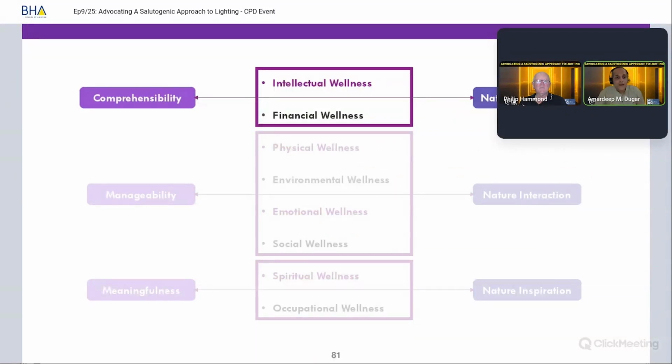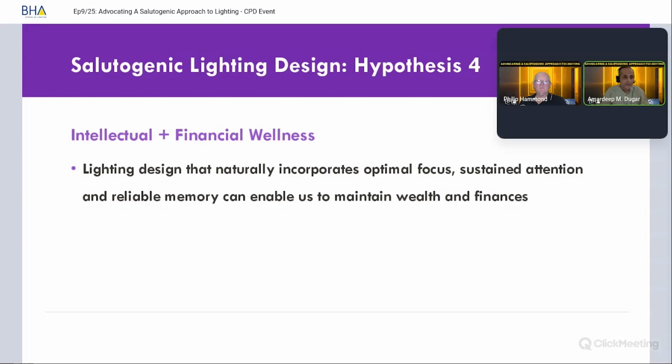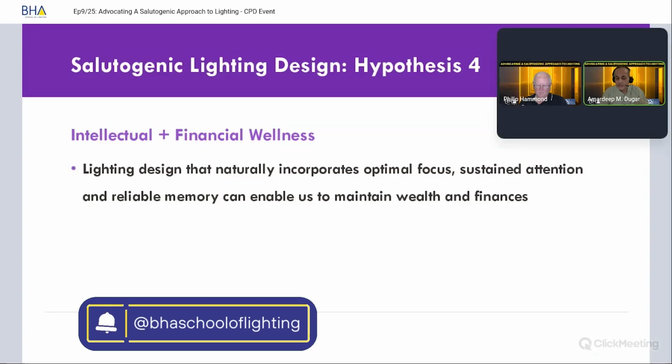And now looking at the final block, which is about comprehensibility and nature incorporation. I'm trying to look at this in terms of intellectual and financial wellness. I deliberately put this last because this was probably the most complex. Can lighting really bring about financial wellness? So let's look at the hypothesis here. For intellectual and financial wellness, I'm trying to hypothesize that lighting design that naturally incorporates optimal focus, sustained attention, and reliable memory can enable us to maintain wealth and finances.